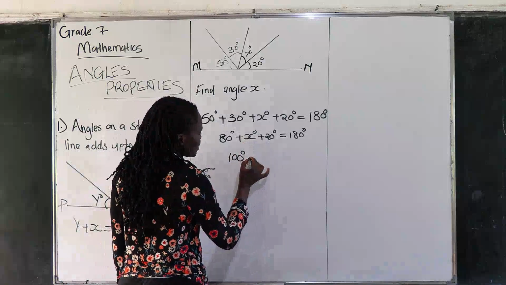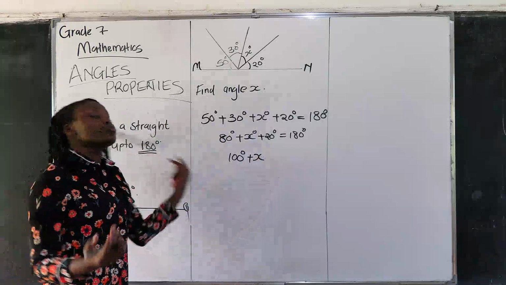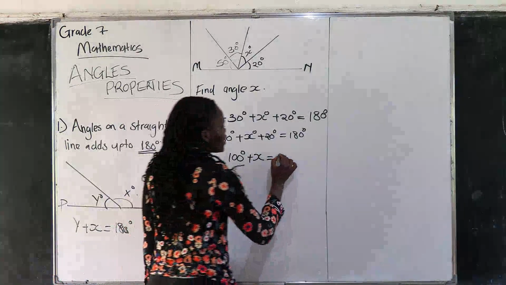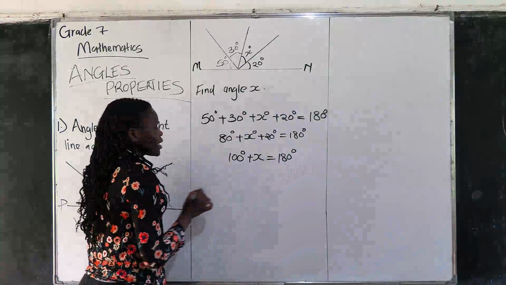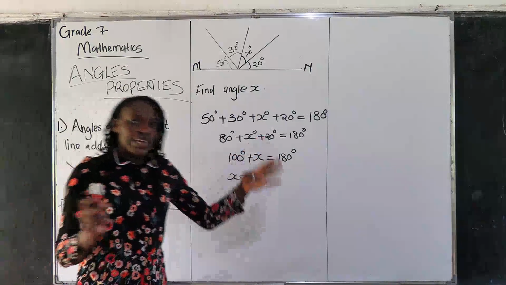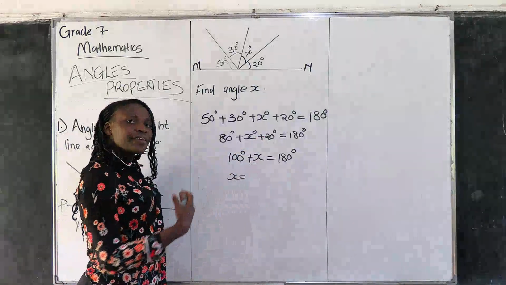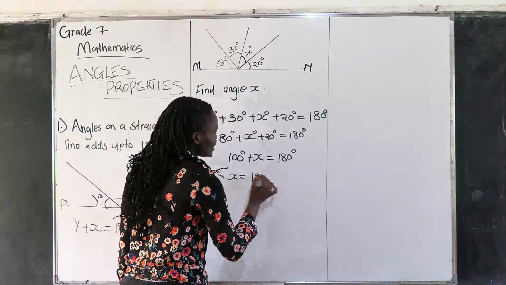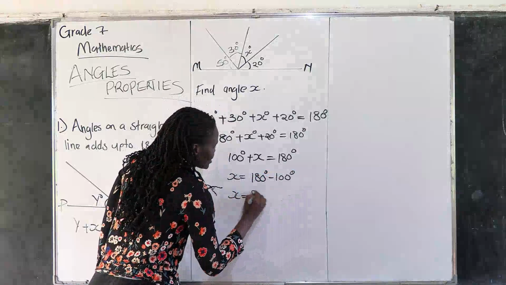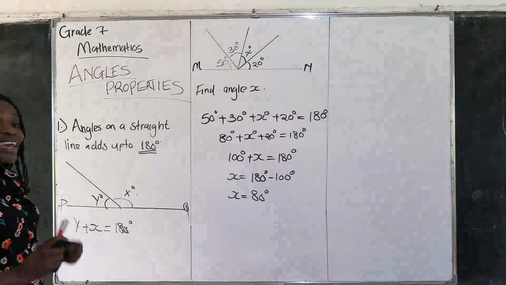And then that will give me plus X. I can't add 100 and X because I don't know what X is. So I'll just leave it as 100 plus X is equal to 180 degrees. So I will have X is equal to, let's move the knowns to be together. I want to leave the unknown on one side and the knowns together. So I'll have 180 degrees minus 100 degrees. X will be 80 degrees. So X has been found to be 80 degrees.